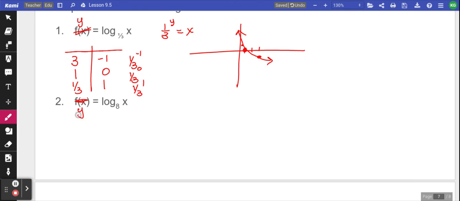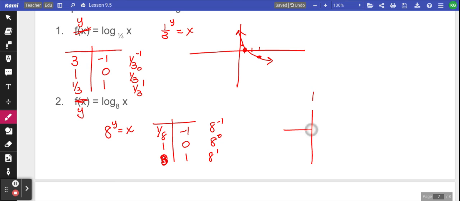This one would become 8 to the y equals x. 8 to the negative 1 is 1/8. 8 to the 0 is 1. 8 to the 1 is 8. So I have 1/8 comma -1, 1 comma 0, and 8 comma 1.